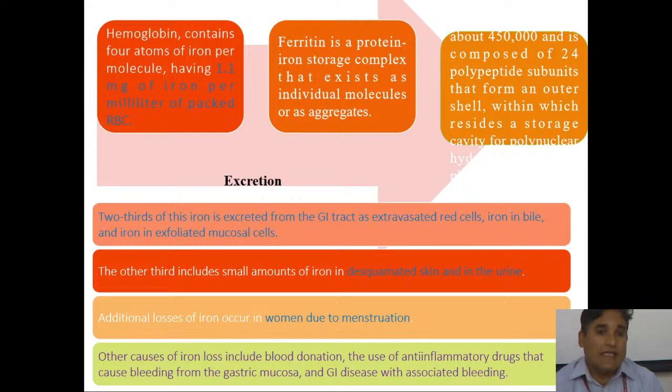Now comes excretion. Two thirds of the iron is excreted from the GIT tract, as extravasated red cells, iron in the bile, and exfoliated mucosal cells. One third of the iron is lost through desiccated skin and the urine. Additional iron is lost during menstruation.